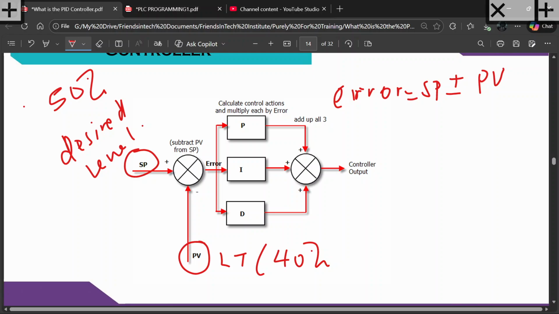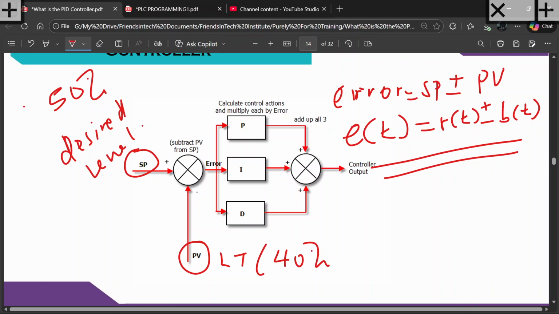In symbols, we can write E of t is equal to SP. Normally we denote SP as R of t, that is reference, plus or minus process variable, we denote this as B of t. So that's the first equation. So that's how you can get error signal.